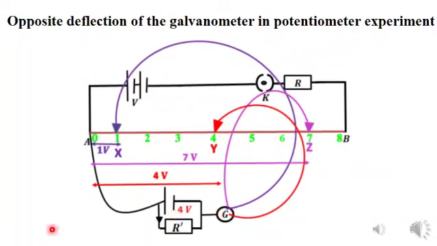Now keep the jockey at Y. Here the potential drop in the wire AY and the potential difference of the cell are both the same. So current does not flow through the galvanometer. So when there is no current through the galvanometer, the potential drop in the wire of a particular length is equal to the potential difference of the cell.